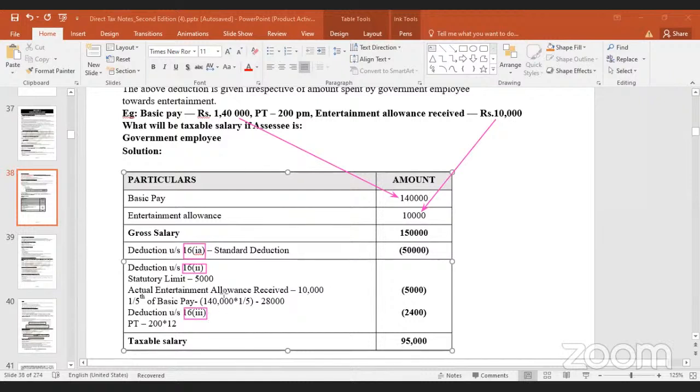2 is going to be entertainment allowance. Since he is a government employee, as given, all 3 criteria are going to be applicable. First, statutory limit of 5,000, actual entertainment allowance received 10,000, and 1/5 of the basic pay, that's 1,40,000 into 1/5. It works out to 28,000. So what is the least figure over here? The least figure is 5,000. So I'll be bringing this 5,000 figure to the outer column.